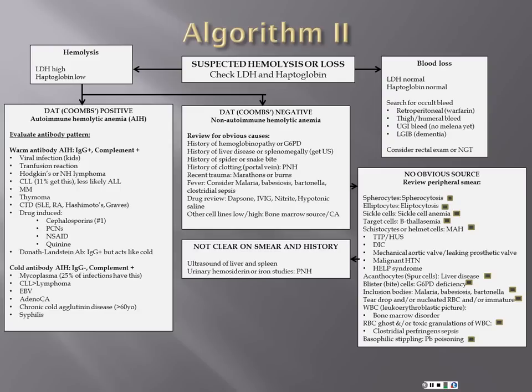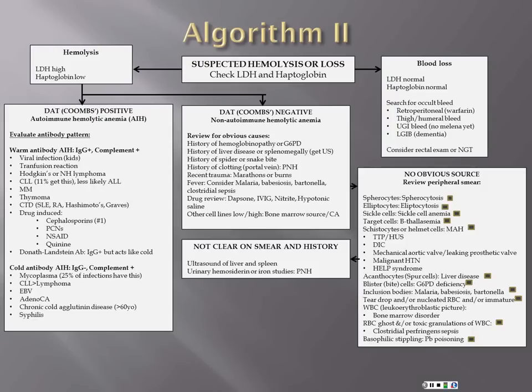infection, transfusion type reaction, Hodgkin's, non-Hodgkin's lymphoma, CLL, of which 11% of people with CLL actually get this disorder. Multiple myeloma, thymoma, or I have a connective tissue disorder of some kind such as lupus or rheumatoid arthritis, or I have a drug-induced hemolytic anemia, classically from cephalosporins, penicillins, NSAIDs, or quinine. Really remember the penicillin type antibiotics.